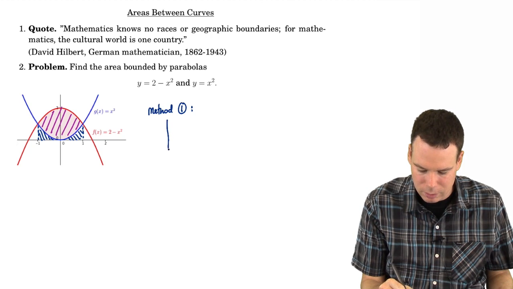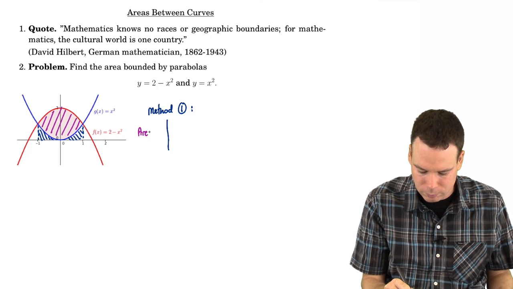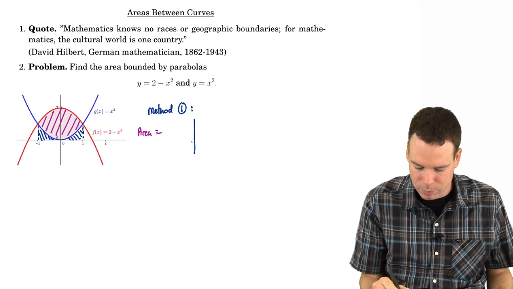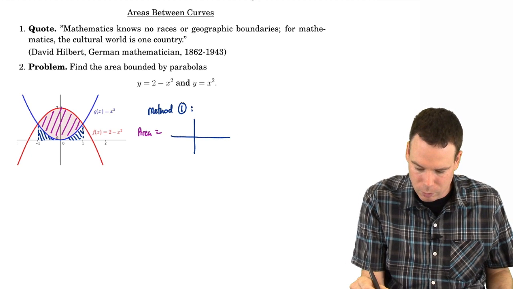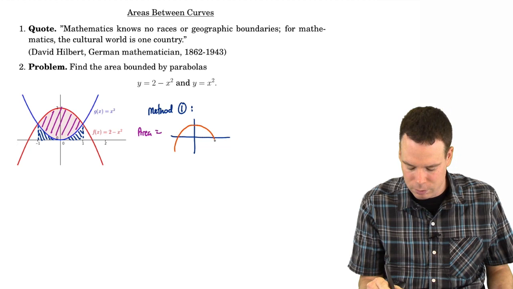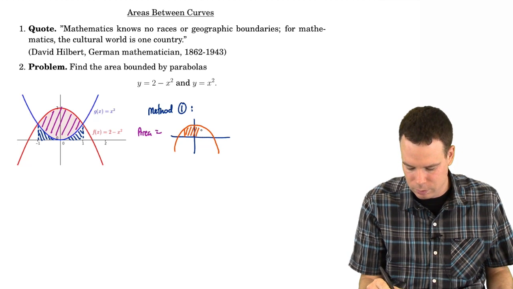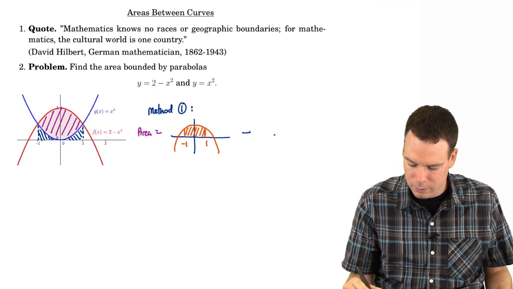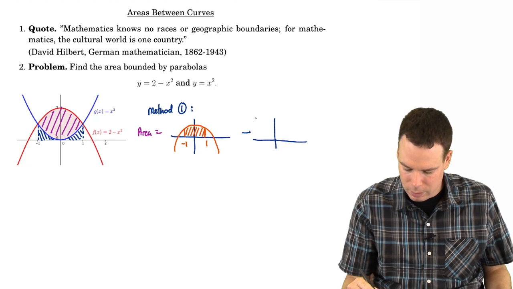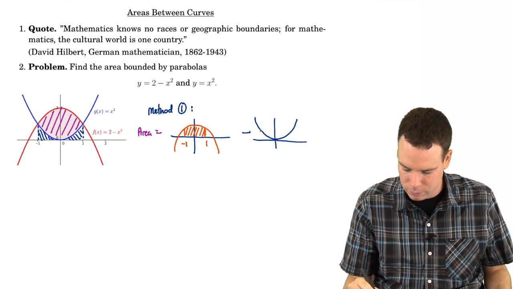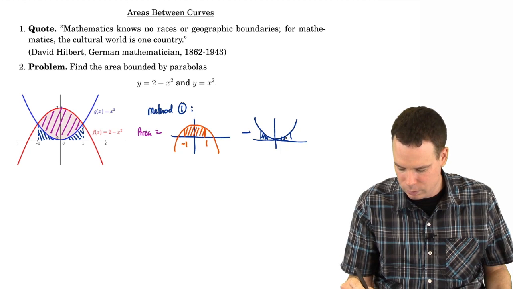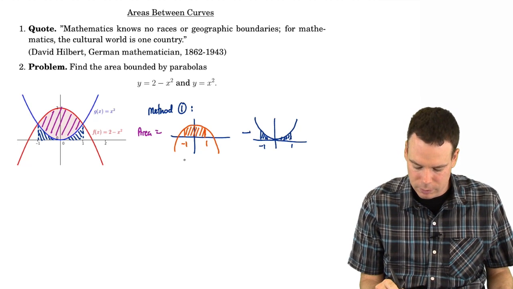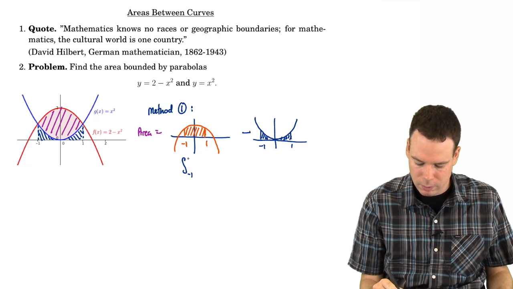Method one is to look at the area as made up of, maybe I'll move this over, as made up of two regions. One region is the area under the red curve, from -1 to 1. Take away the area under the blue curve, from -1 to 1. And we know both of these areas as represented by integrals.